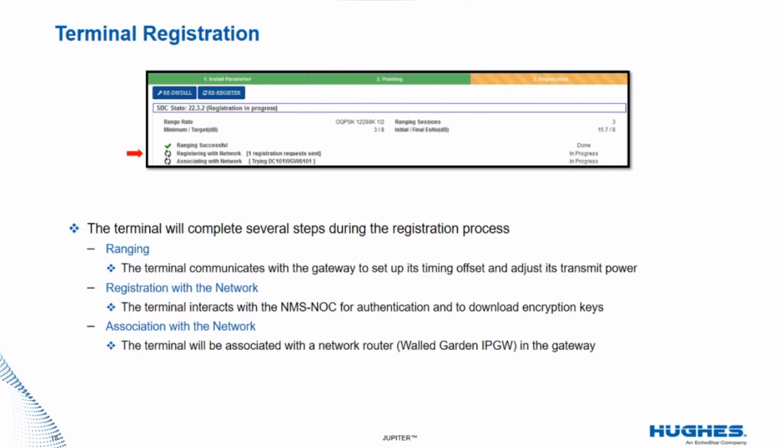Third is the association process. The terminal will be associated with a network router, walled garden IP gateway. These processes run automatically. The registration stage is the same for all types of terminals.